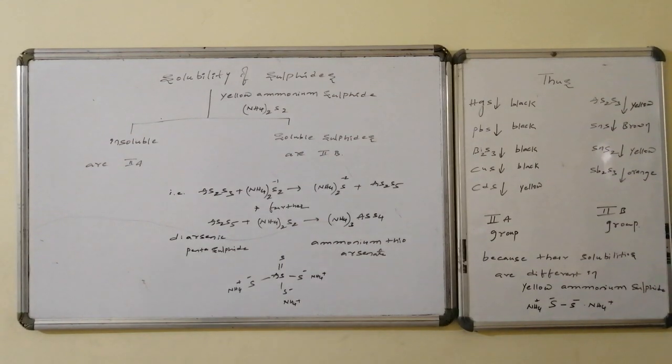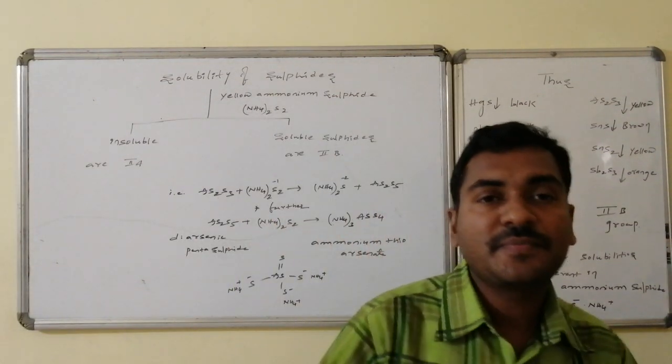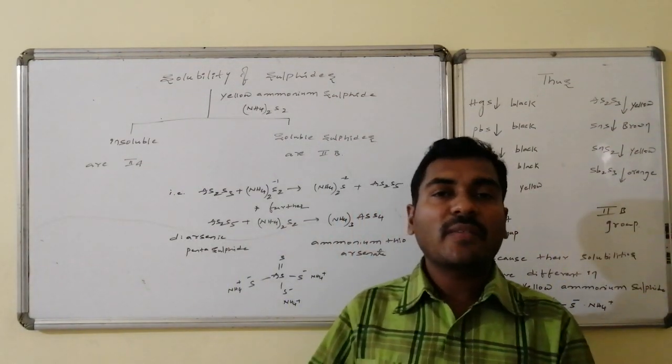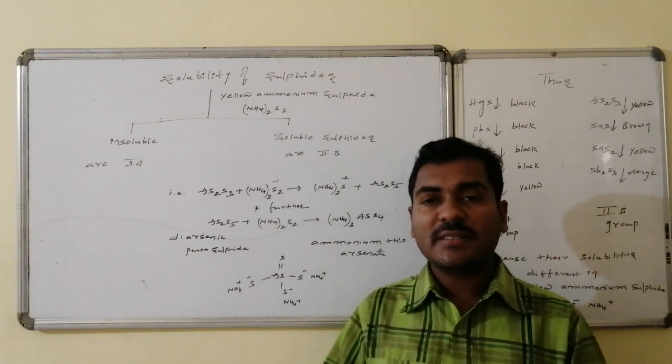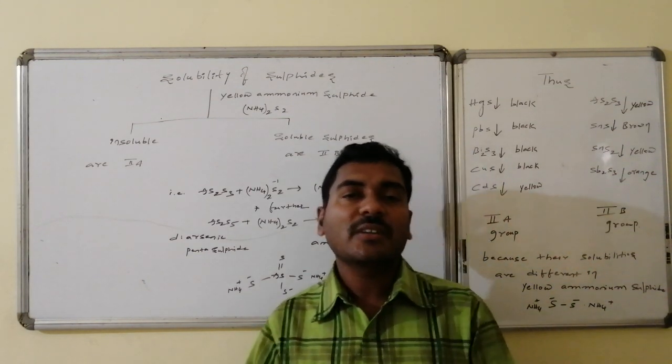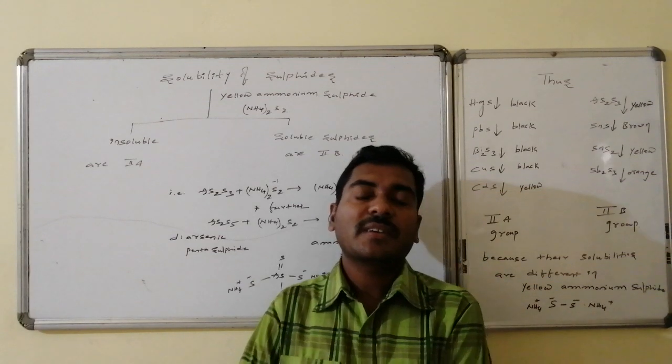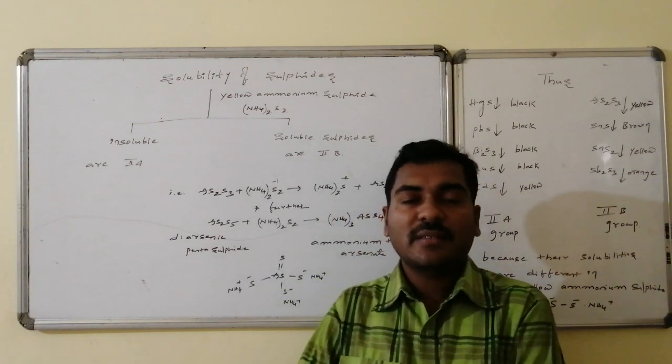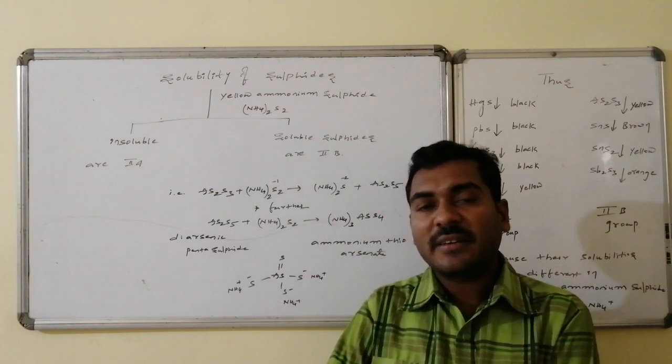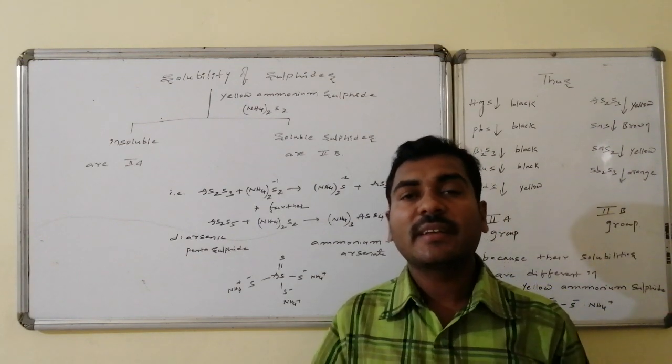Yes, the solubility of the sulfides in yellow ammonium sulfide. All the sulfides formed are divided into categories. Those sulfides which are not soluble in yellow ammonium sulfide are said to be second A group sulfides, and the sulfides which are soluble in yellow ammonium sulfide are said to be second B group.